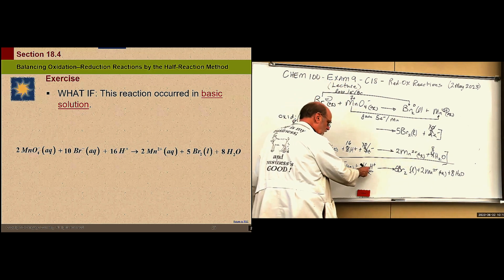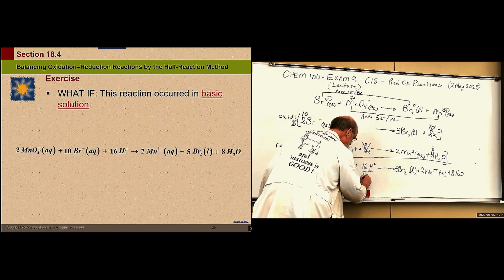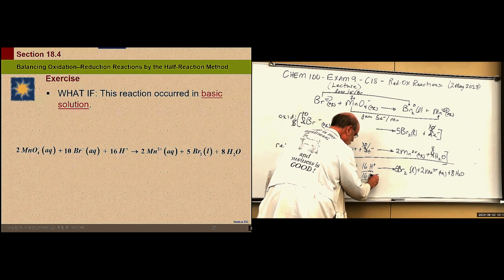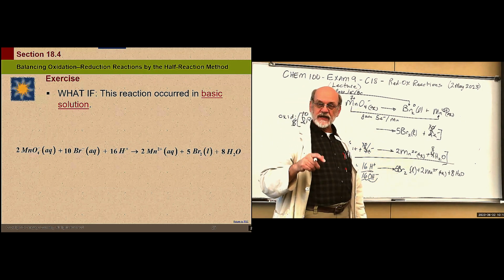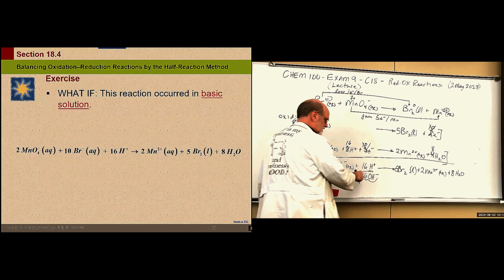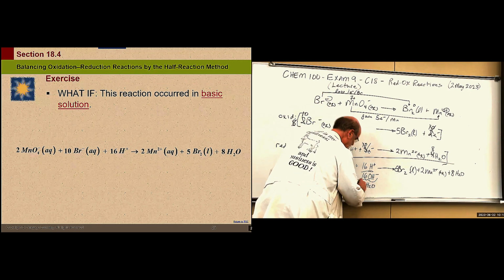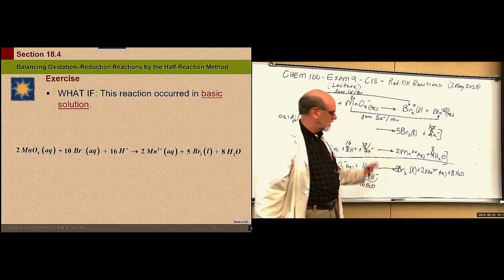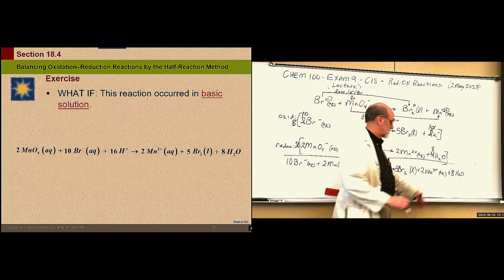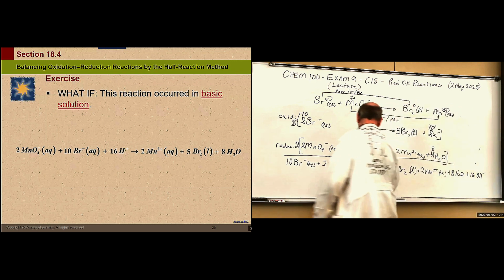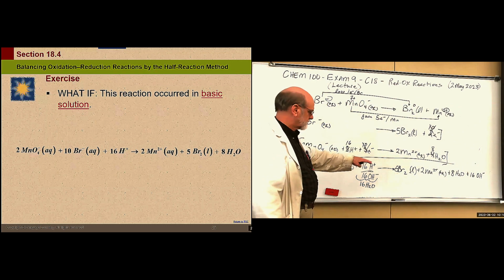You neutralize all of those hydrogens with an equal number of hydroxyls. So what does that give you? Right? OH plus H yields water. So we get 16 waters out of this, right? HOH. 16 waters. Well, we added hydroxyls on this side. We got to add hydroxyls on the other side too. 16 hydroxyls. There we go. Right? Anything you do to one side, you got to do to the other.